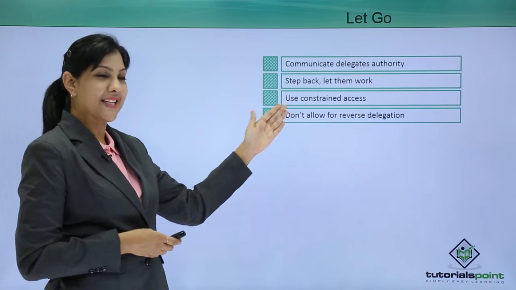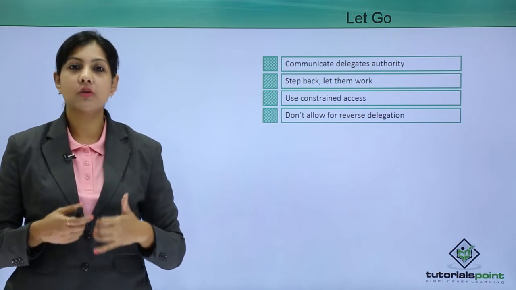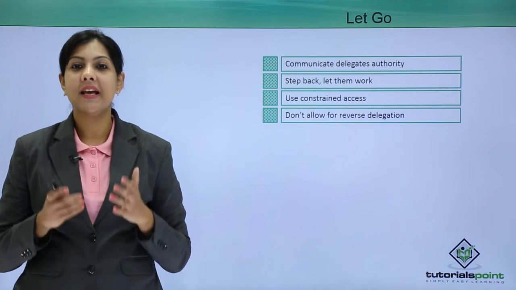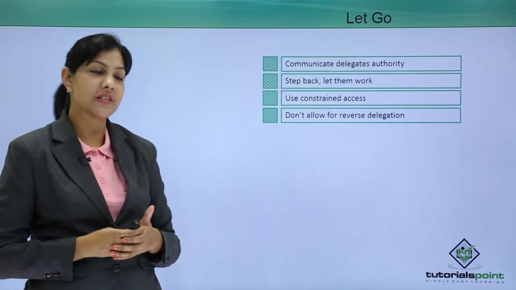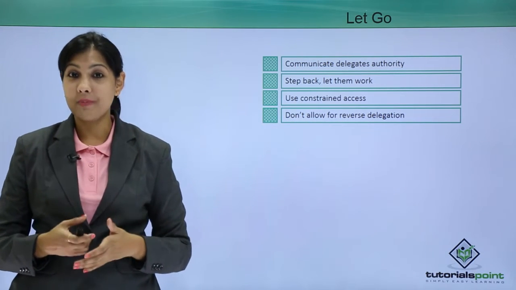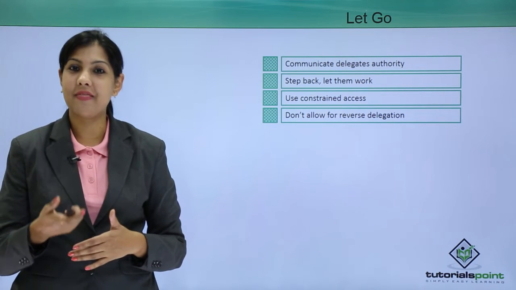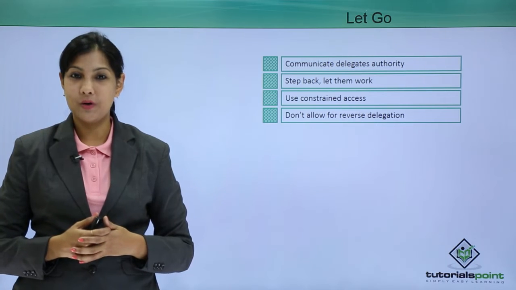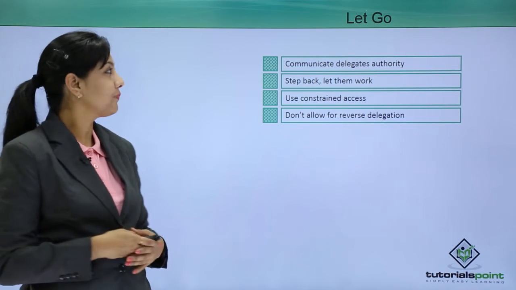Use constrained access as much as you can. Do not pick up the phone and talk to them or email them too frequently. Give them their space to work around the task. Don't allow for reverse delegation. It should not be that you have delegated to somebody and the person delegates work back to you. So it's important to understand all of these points to let go.